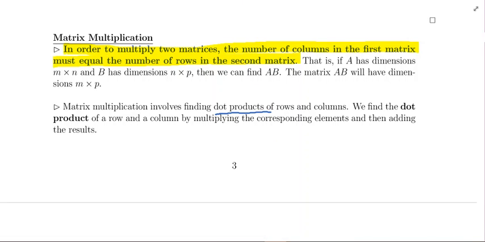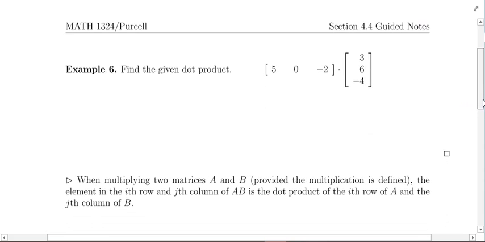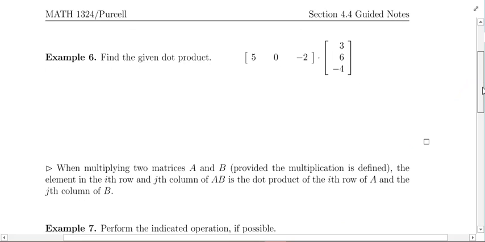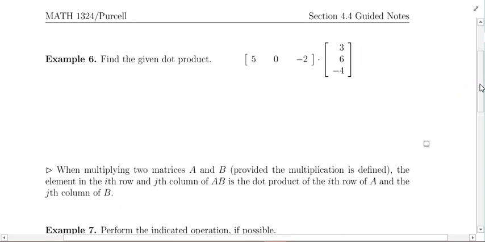So at the top of page 4, I have an example of a dot product. Example 6 says find the given dot product. It's what I have here, it looks like two matrices, and these are matrices right here. I've got a little dot in the middle, and I'm trying to emphasize there that this is a dot product example. I'm just trying to give you an idea of how this process is going to work. And then in example 7, we'll actually start multiplying matrices together.